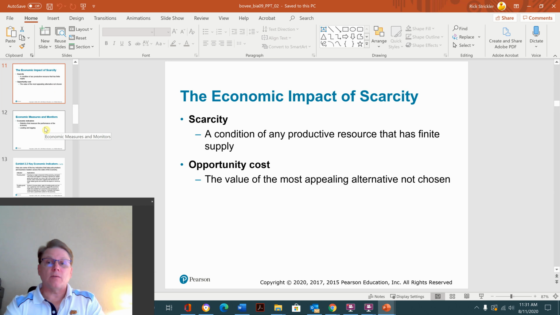Opportunity cost is the value of the most appealing alternative not chosen. For example, if you're watching this video, your opportunity cost is the next thing you could have been doing instead. If you could be sleeping instead of doing this, then your opportunity cost is you lost some sleep. If you could have gone out and worked instead of doing this, then your opportunity cost is the loss of the income that you would have received if you had worked instead of watching this.